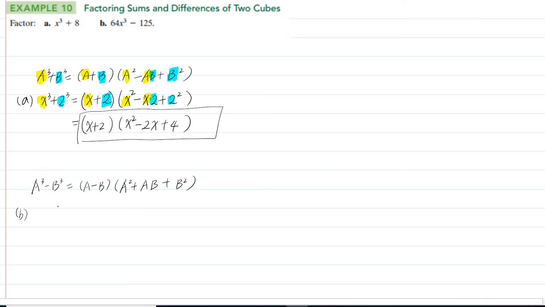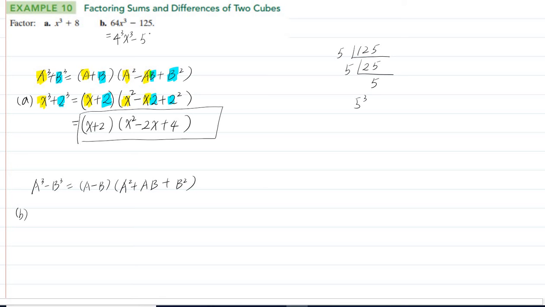Part B, we're doing the same thing right here. I'm going to rewrite this as 64x cubed, which is 4 cubed x cubed. Then we have 125. If you don't realize, you can write it this way. We're going to have a 5. Divide by 5 gives you 25. Then I try again 5, and divide by 5 gives you 5. So I realize this is 5 cubed.